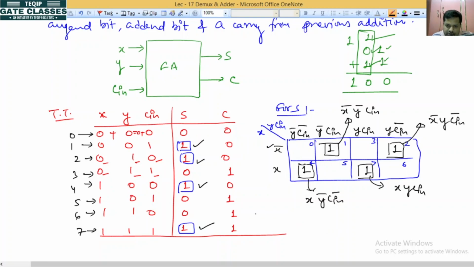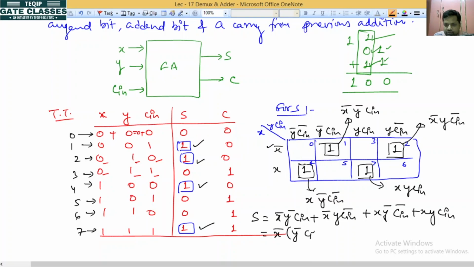So what will be the function? Function s will be x bar y bar c in plus x bar y c in bar plus x y bar c in bar plus x y c in. तो ये सिंप्लीफाई नहीं हुआ, it is a already simplified version. So if you take common x bar from here, you will get y bar c in plus y c in bar. Similarly, you can take x common here, it is y c in plus y bar c in bar.